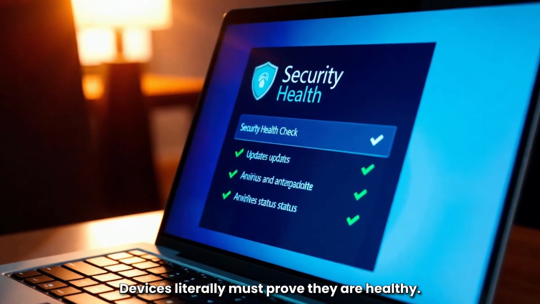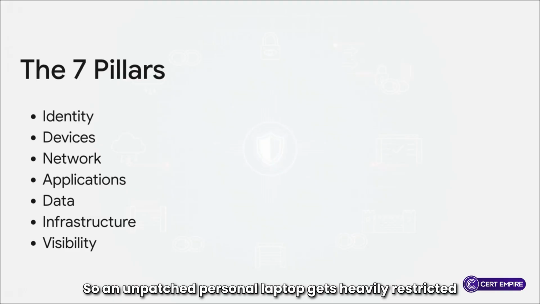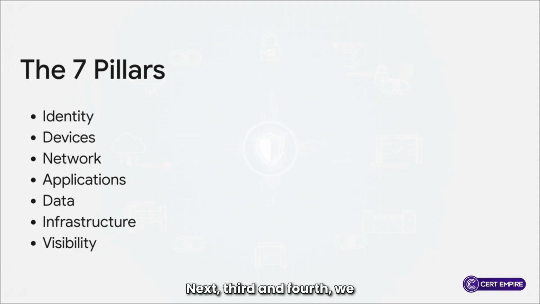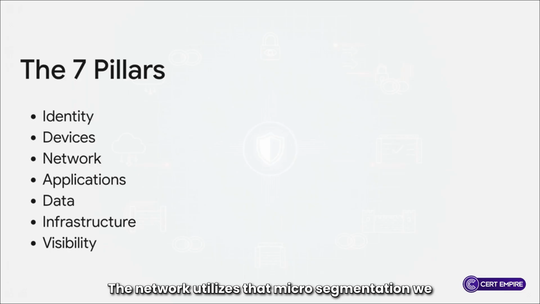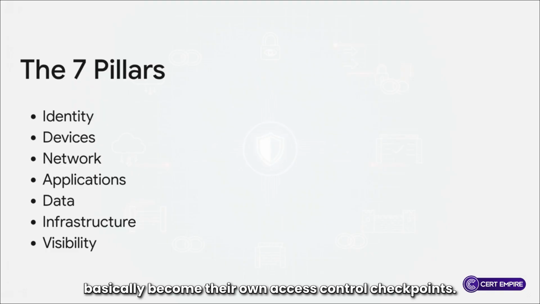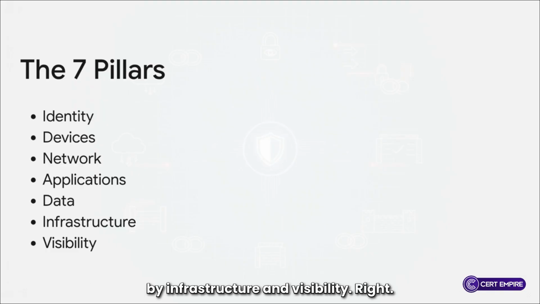Devices literally must prove they are healthy, so an unpatched personal laptop gets heavily restricted access compared to a fully updated corporate machine. Next, third and fourth, we have network and applications. The network utilizes that microsegmentation we just talked about, and the applications themselves basically become their own access control checkpoints. Fifth is data, followed by infrastructure and visibility.